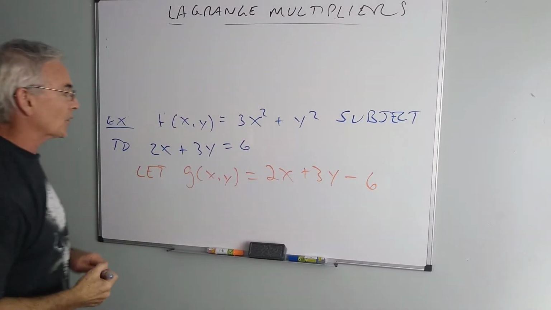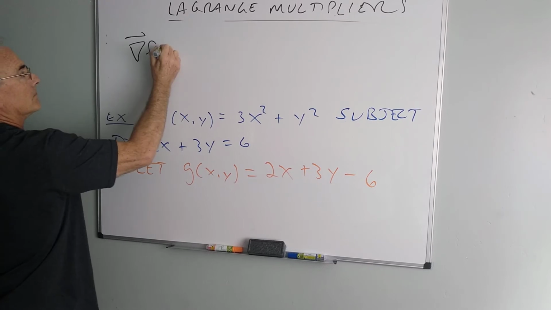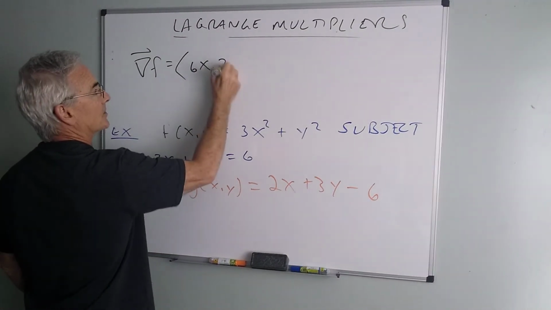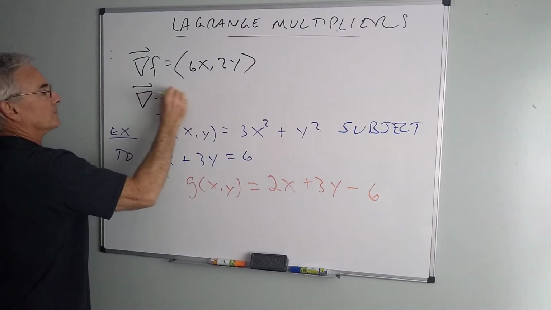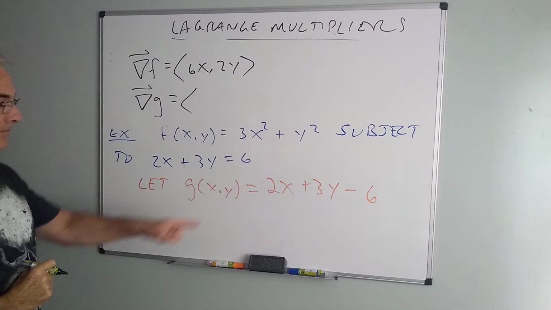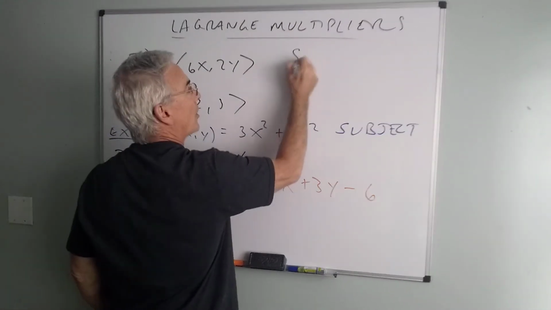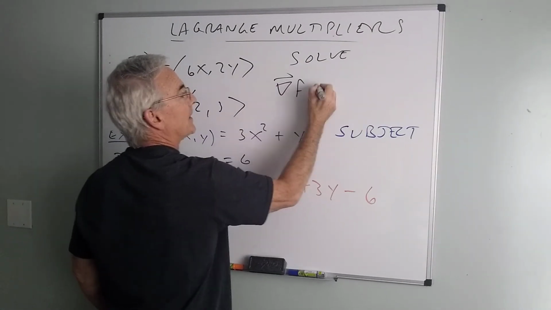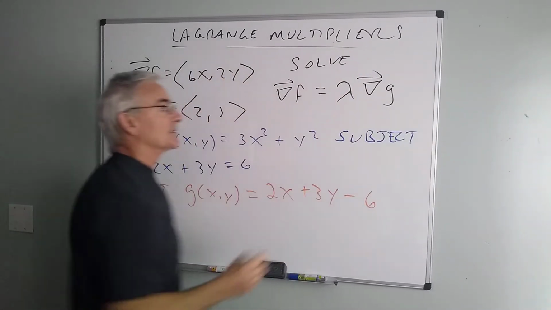we're going to take the gradient of each of these functions. In this case, it would be 6x, 2y. We're going to take the gradient of the g function, which in this case would be 2, 3, and then we're going to solve the gradient of f equals lambda times the gradient of g.